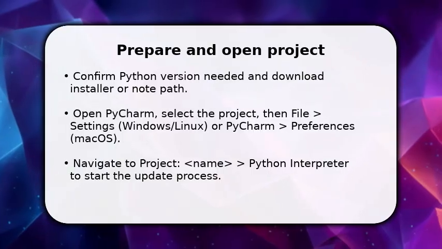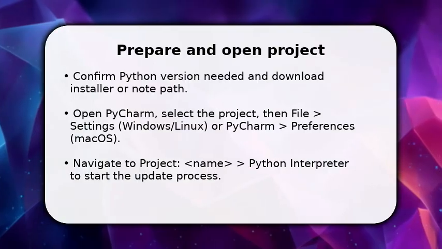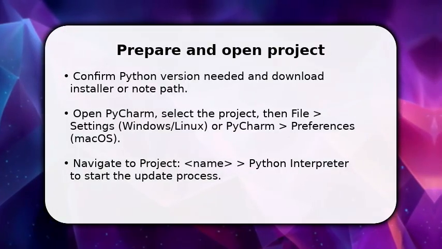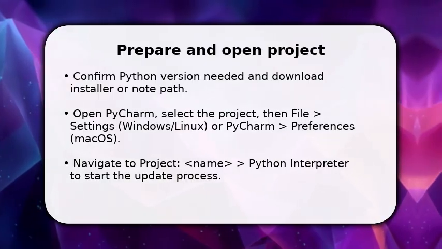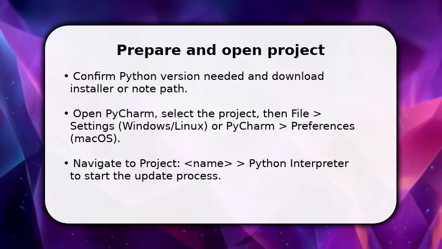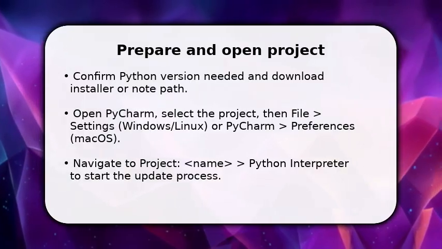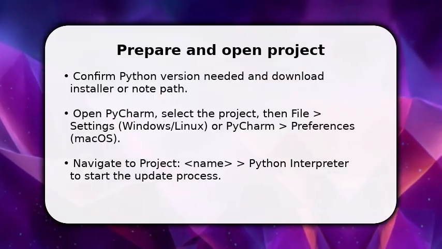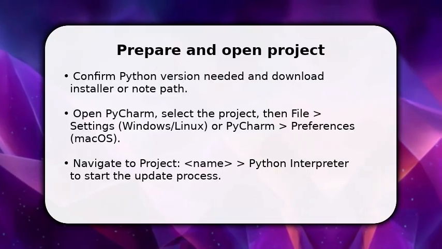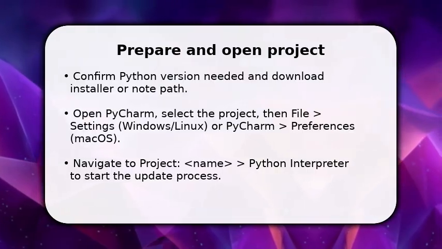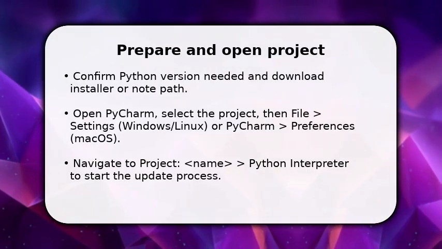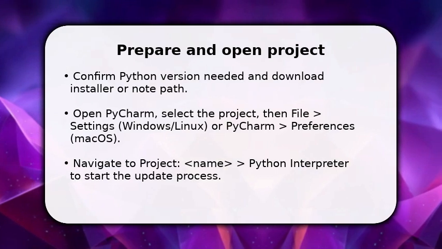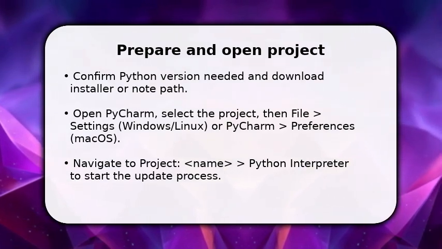You begin by deciding which Python release you need and ensuring the interpreter is installed on your system. This prevents mid-process surprises. Open PyCharm and select your project, then go straight to Settings or Preferences. Once there, click Project, your project name, and choose Python Interpreter. You'll see the current interpreter and available environments. This is the control center. From here, you're ready to add, upgrade, or point to a different Python executable, so proceed to change the interpreter.